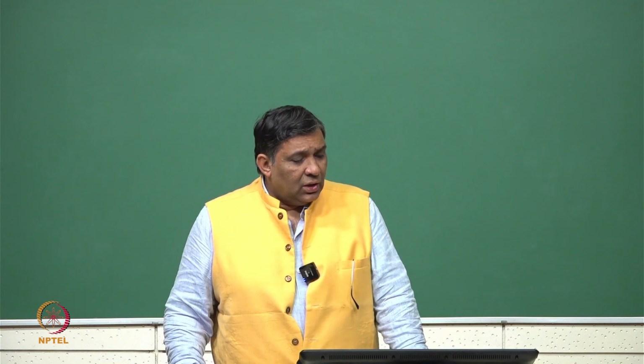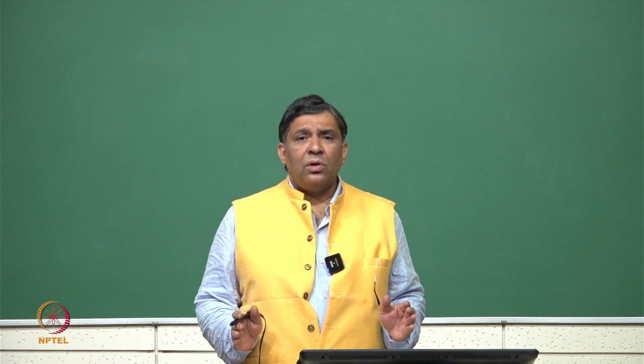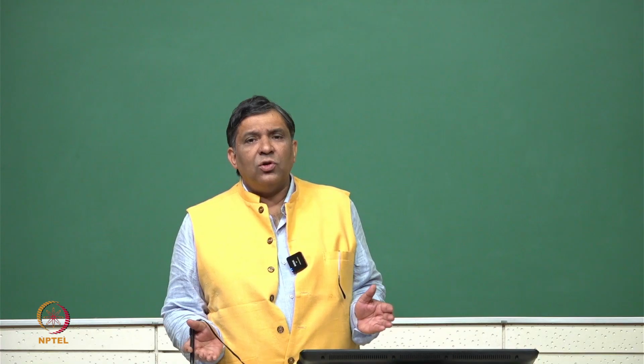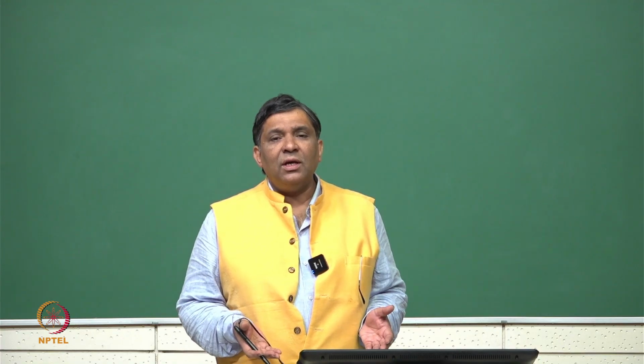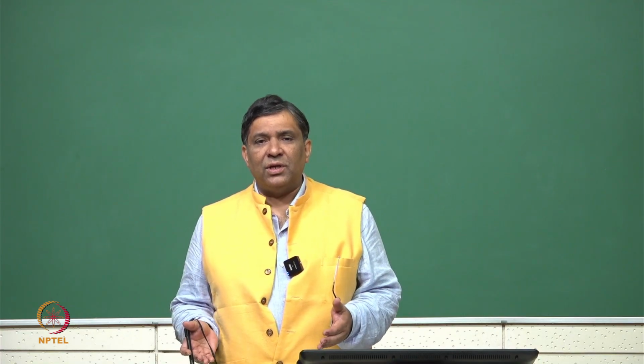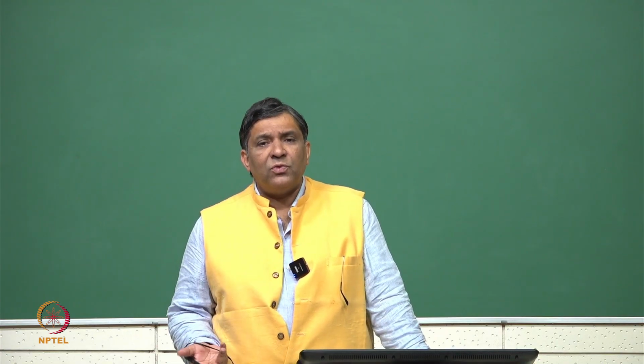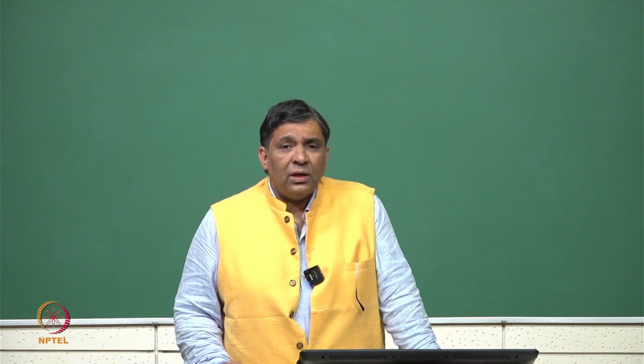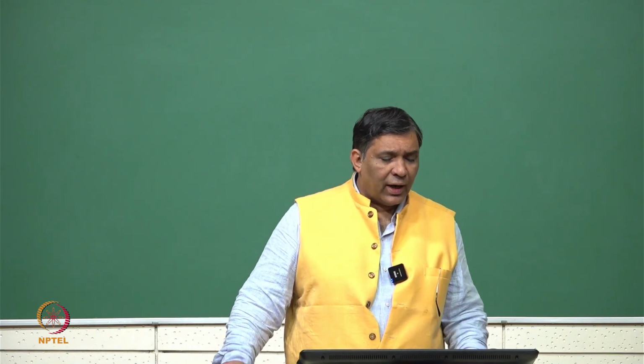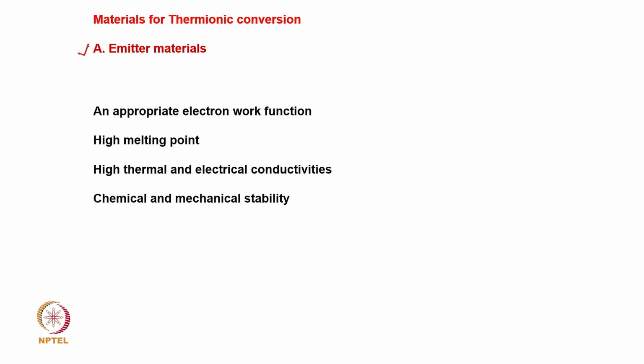Okay. So, we can say there are actually two materials: one is the emitter material and another is the collector material. These are the two components where materials are used. In between it is vacuum, so there is no material. Okay. So, let us look at the emitter material.